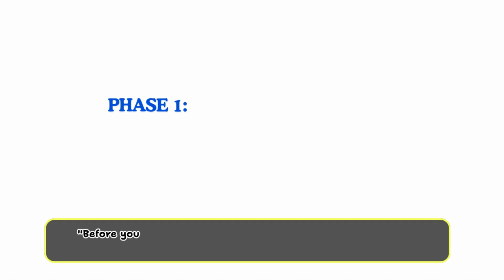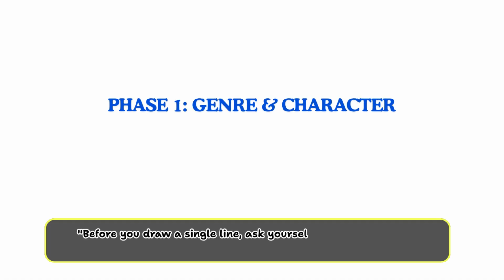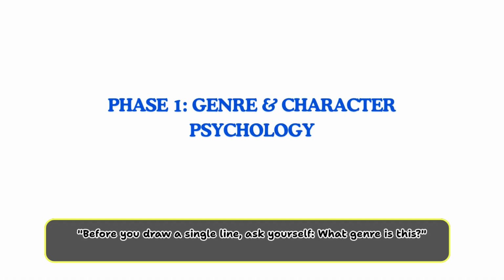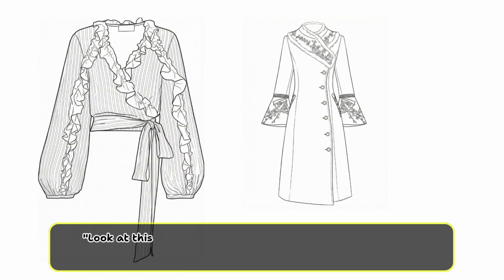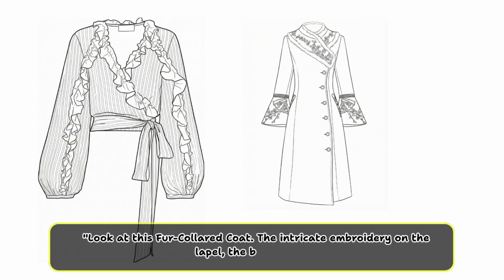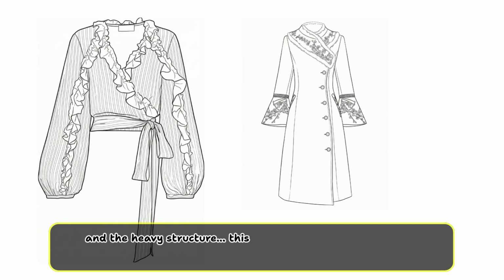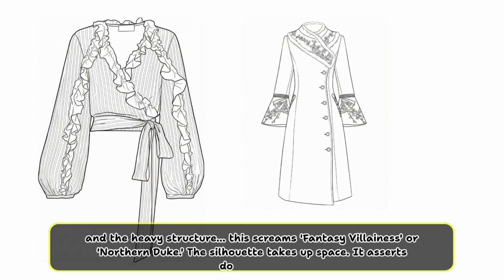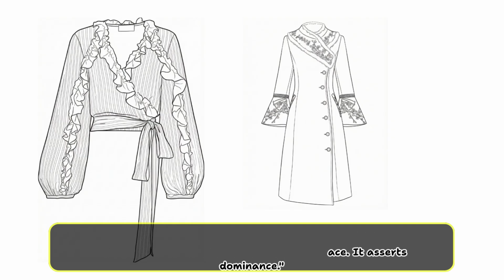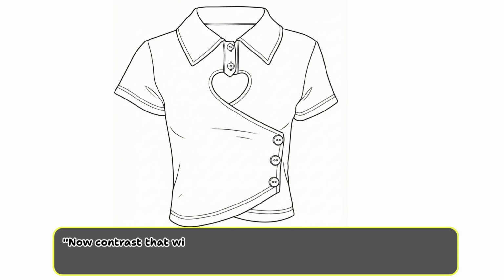Before you draw a single line, ask yourself, what genre is this? Look at this fur-colored coat. The intricate embroidery on the lapel, the bell sleeves, and the heavy structure, this screams fantasy villainess or northern duke. The silhouette takes up space. It asserts dominance. Now contrast that with this heart-cut-out top.